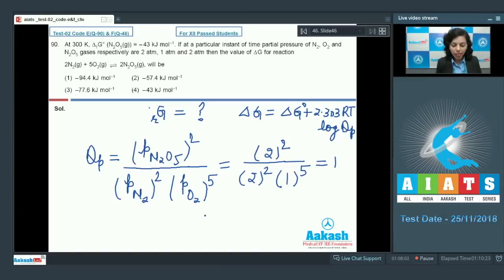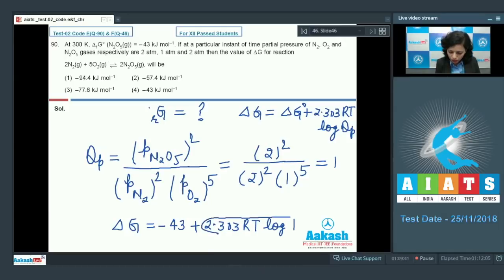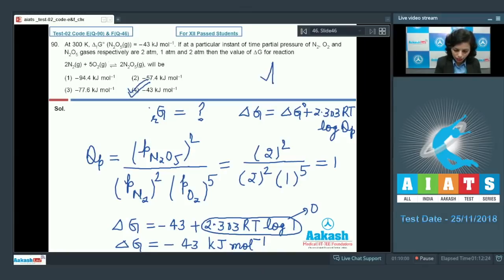So this would come out to be 1, and this delta G naught is minus 43 kilojoule per mole, that's given in the question, plus 2.303 RT log 1. What's the value of log 1? That is 0, and that's why this whole expression becomes 0, and yes, this delta G value becomes minus 43 kilojoule per mole, and that's why the correct answer is option 4, and that I can write here.